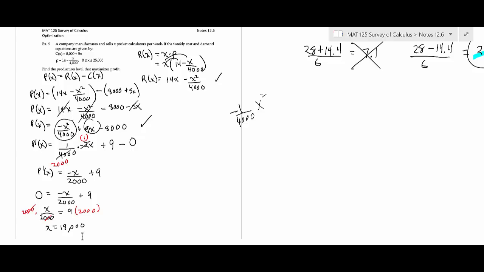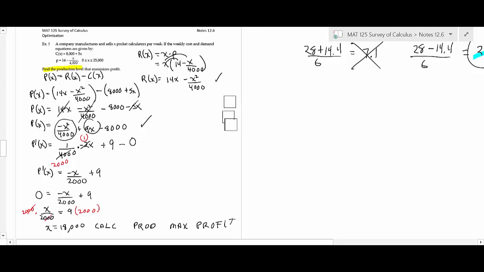That's not the maximum profit. But the question says, give the production level. So that's the answer. Oh, so we're done. Right. So the question is not find the profit. Now you could do that certainly by plugging that into the profit function. So we would have that 18,000 calculators produces maximum profit. I'm not going to do anything on the calculator on this, but I want to remind you that you always can.